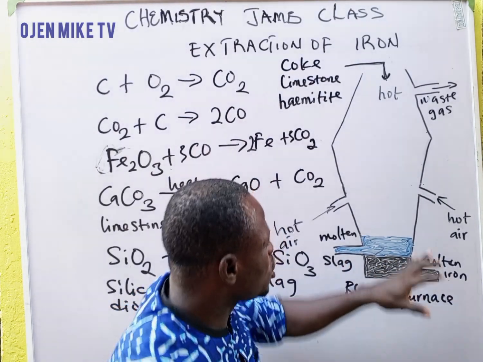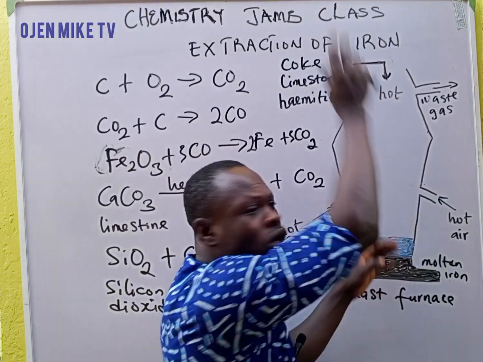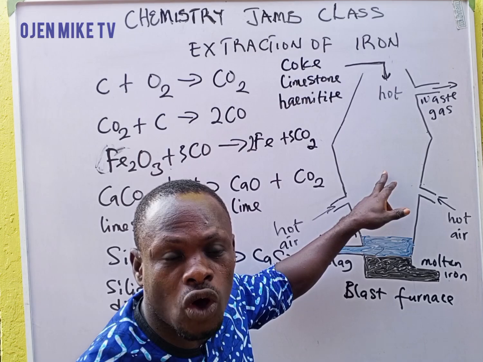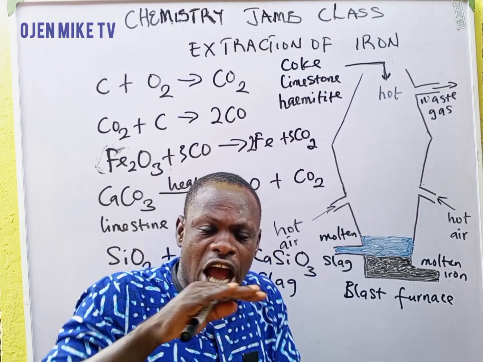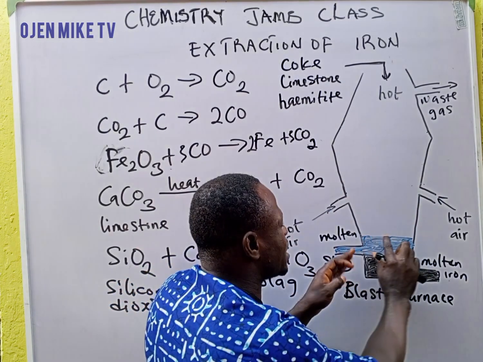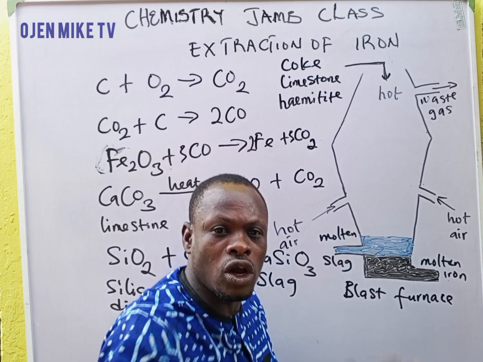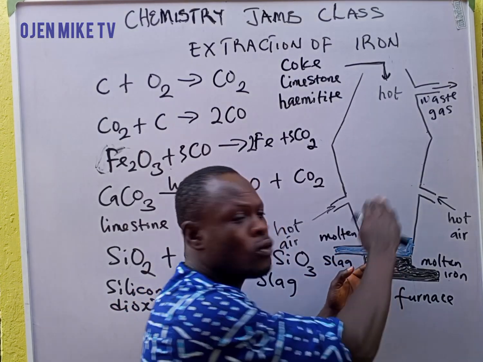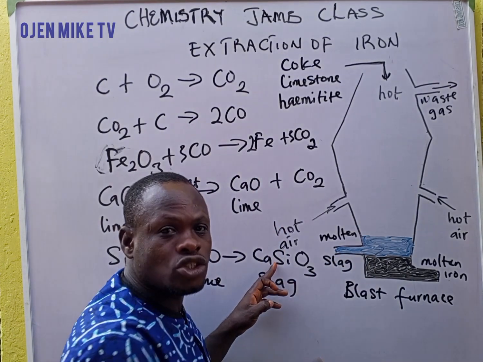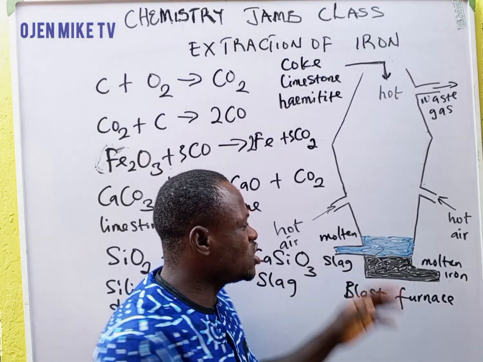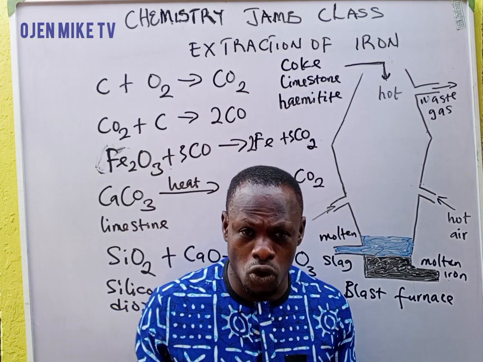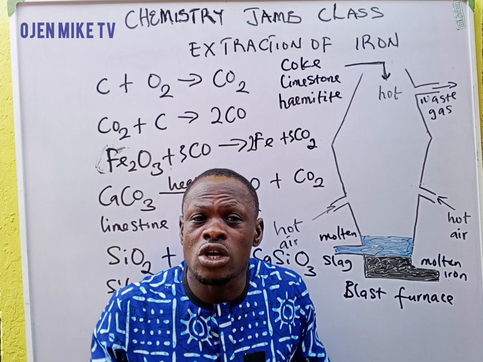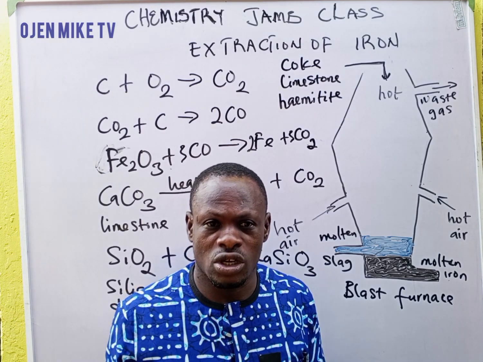The molten slag is the one that will prevent iron from further re-oxidizing, because if this is not here, the iron will go back and react with oxygen, so you will not get the actual iron that you are looking for. So the slag will prevent the iron from oxidizing. Are you following? The slag will prevent it from what? Re-oxidizing. This is the slag, calcium silicate. Another thing is that this slag is also used in the construction of roads. Of course, we know that they use bitumen in construction of roads, but slag is also used in the construction of roads. Are you following?